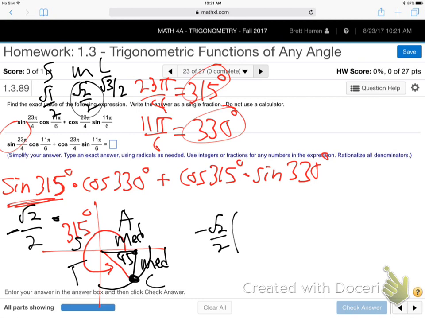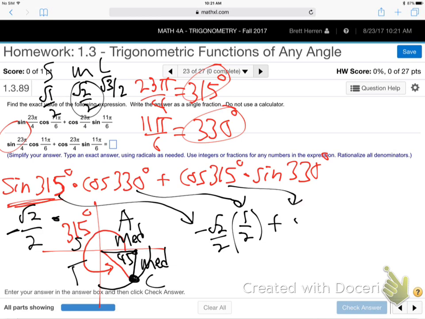I'll just tell you the other answers. Cosine of 330, it's 60 degrees from there, so it's a half. Cosine 315 is the same spot, 45, so it's root 2 over 2. And sine of 330 is 60 away, sine is negative, so negative root 3 over 2. Those will be the 4 answers you get.